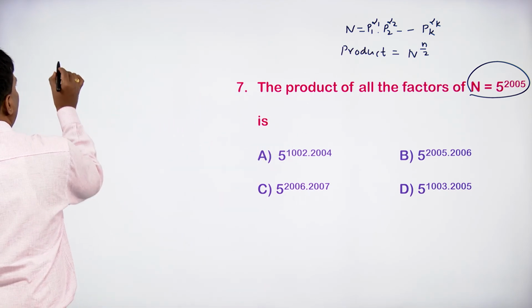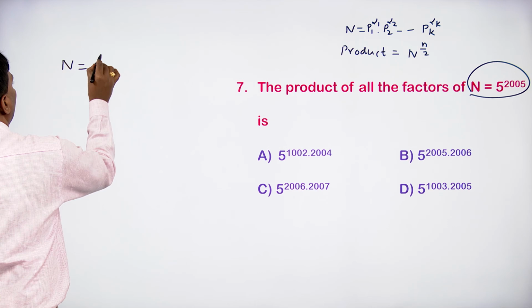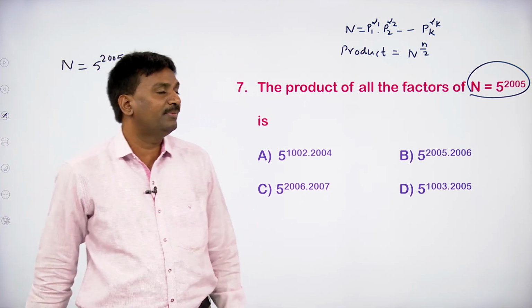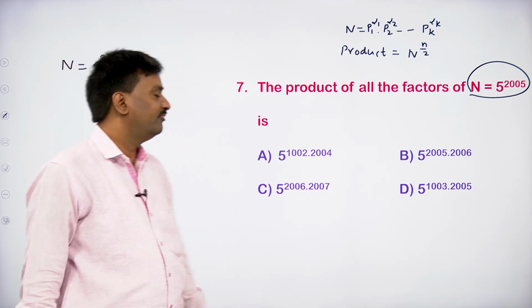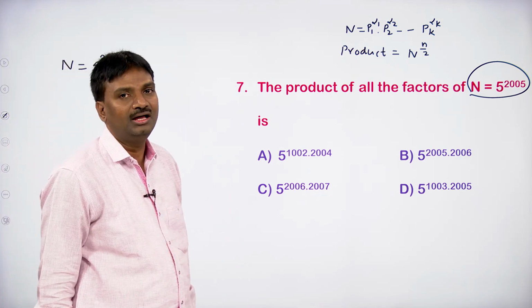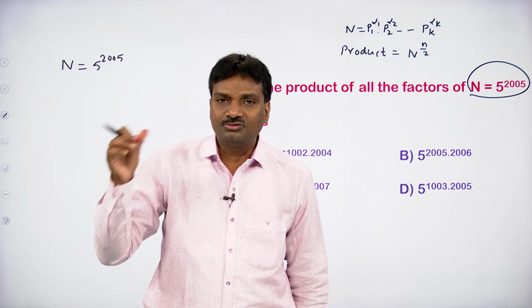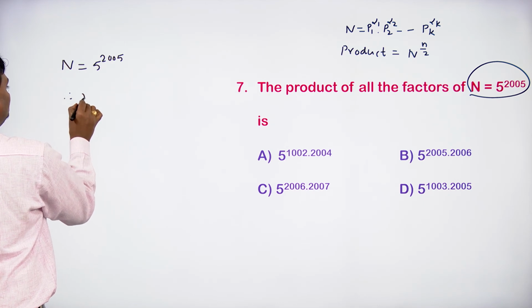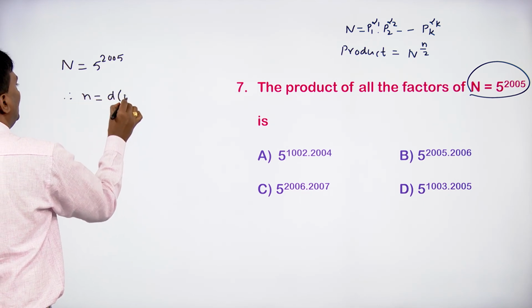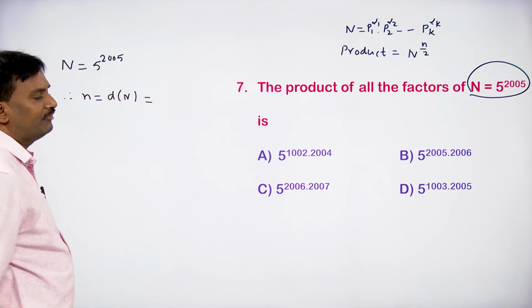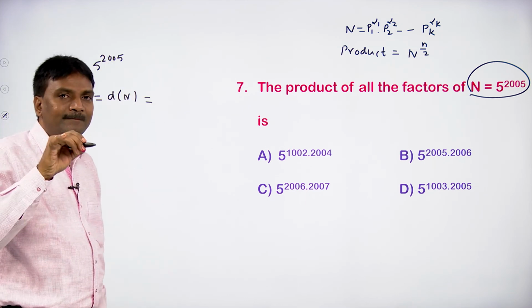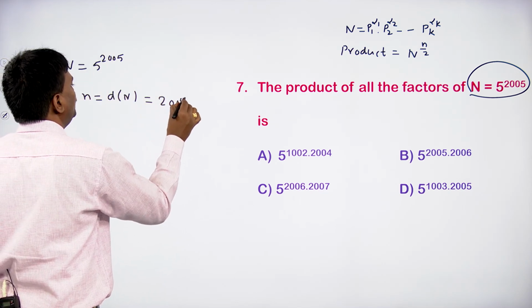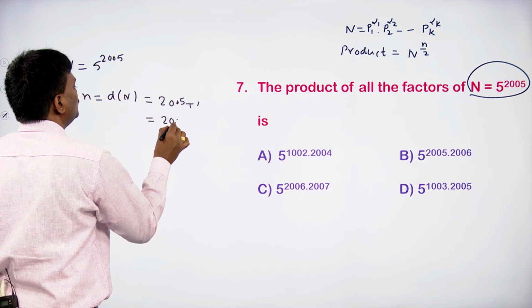Here the given natural number is n equal to 5 power 2005. Here first let us find the number of divisors. This is in the form of p1 power alpha 1. So d of n is nothing but d of 5 power 2005. The total number of divisors of n is alpha 1 plus 1, so that is 2005 plus 1, that is 2006.